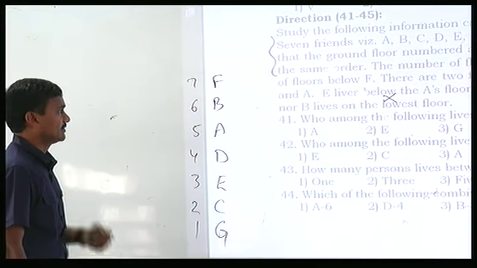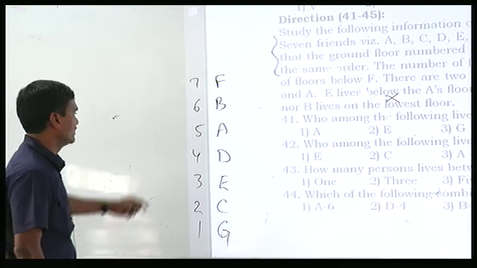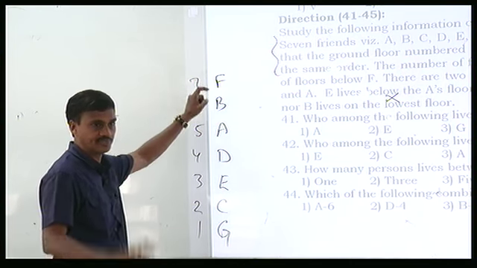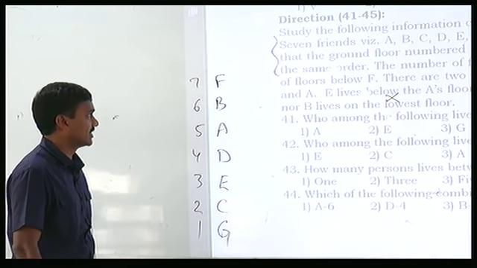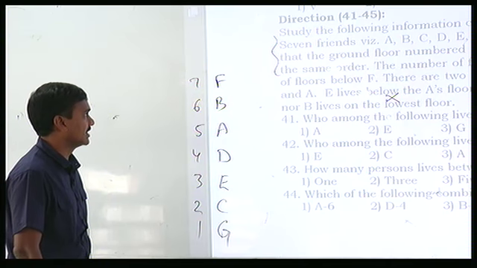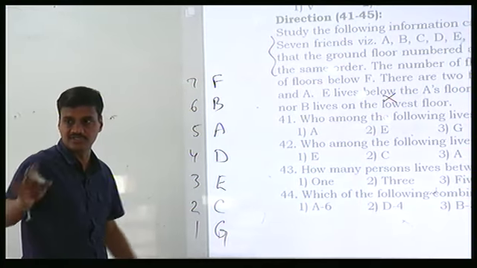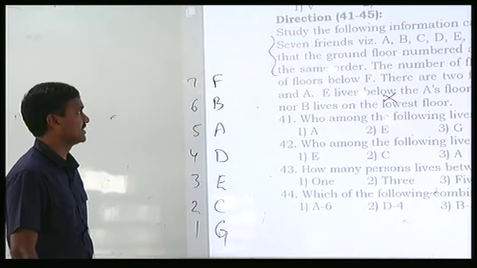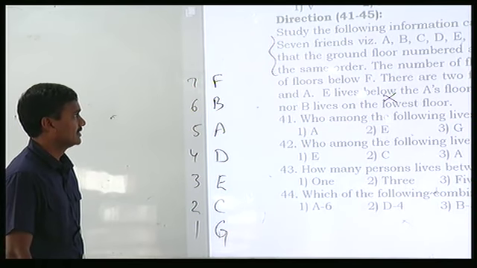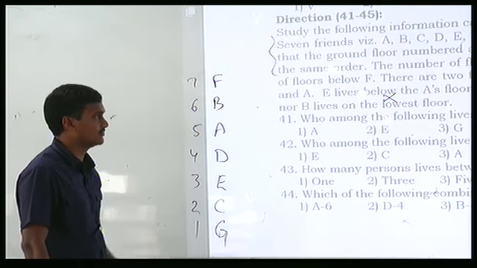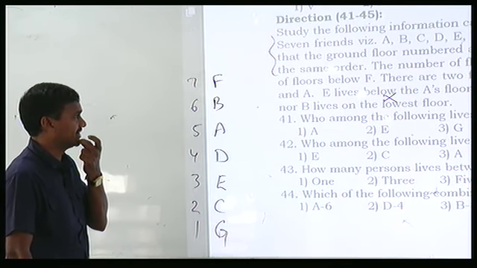Now the first one, the number of floors above C. How many persons are above C? 1, 2, 3, 4, 5 persons above C is one lesser than below F. Below F, 6. This 5 is one lesser than 6, isn't it? First statement valid. Next one, there are 2 floors between D and F. Between D and F, A and B are the 2 floors.